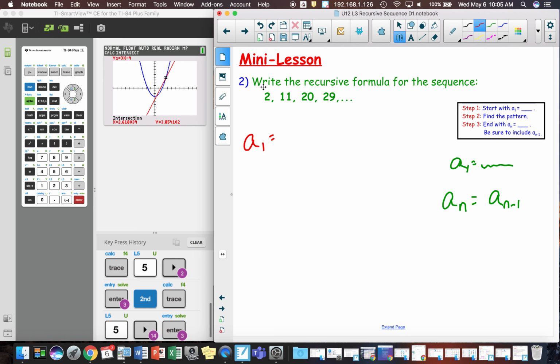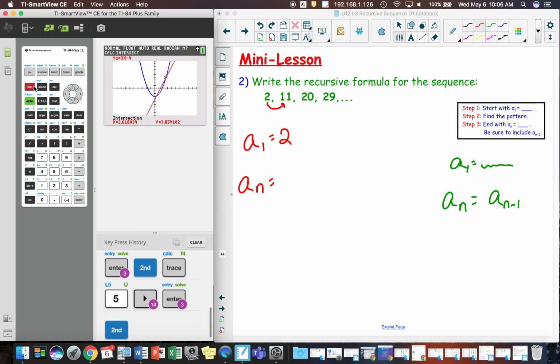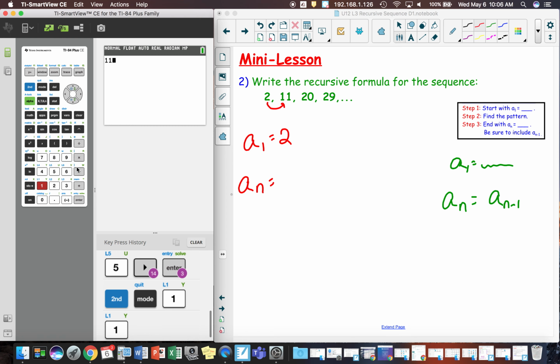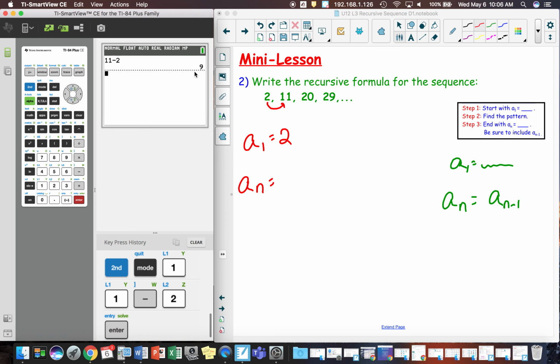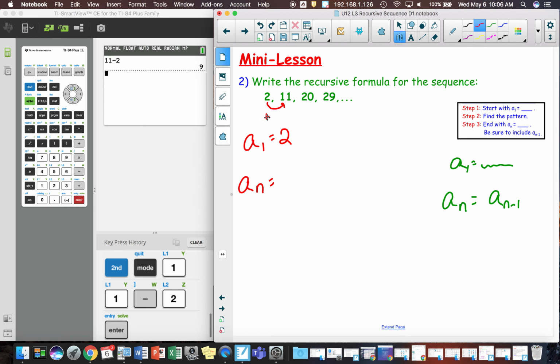A sub 1 is our first term, and they gave it to us, 2. The second part, let's figure it out. A sub n equals, what's the pattern? What's going on here in order to get to the next term? So let's try adding first. So 2 plus what gives me 11? In order to solve that, all we have to do is 11 minus 2. 11 minus 2 gives us 9. Okay, so I see that right now there's a plus 9. It's not a pattern yet because we only looked at 2 terms. But let's see if this continues.